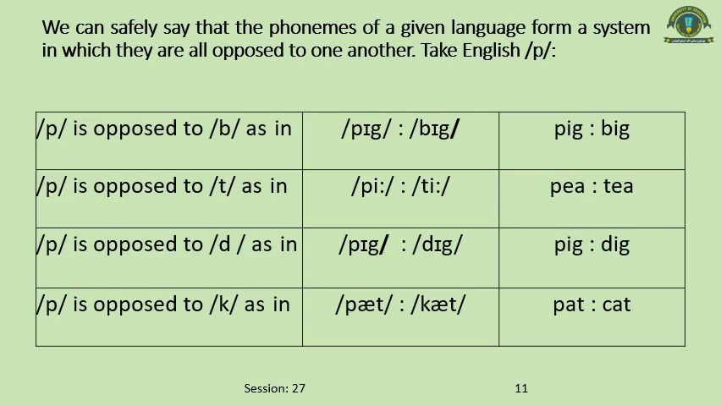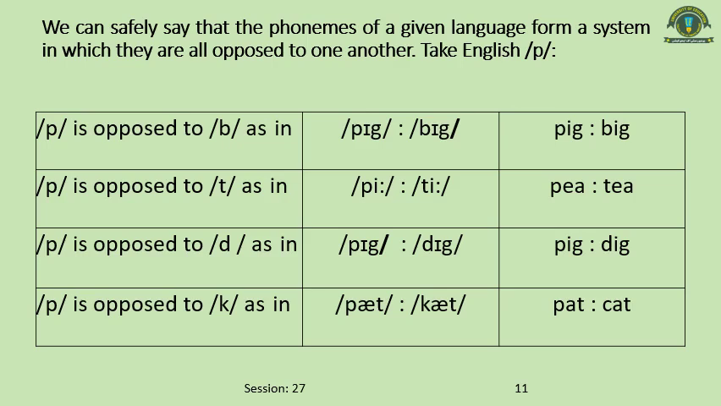Now, what can we say safely? We can safely say that the phonemes of a given language form a system in which they are all opposed to one another. To prove this statement, I am taking up the example of English p. Only p. So p is one sound. I am going to use it not only in this slide, but in the coming slides as a contrast between some other phonemes. Now let's start.